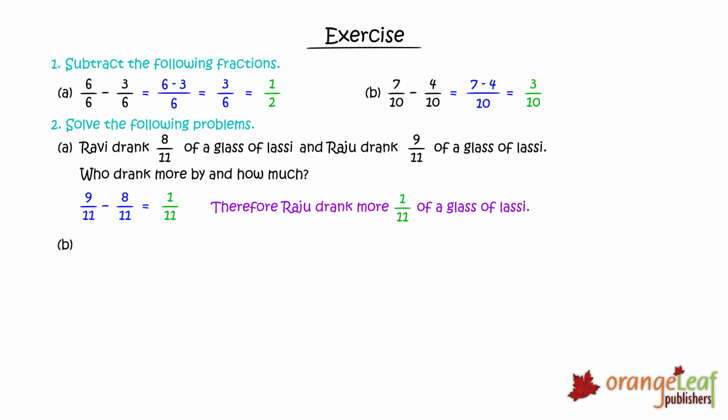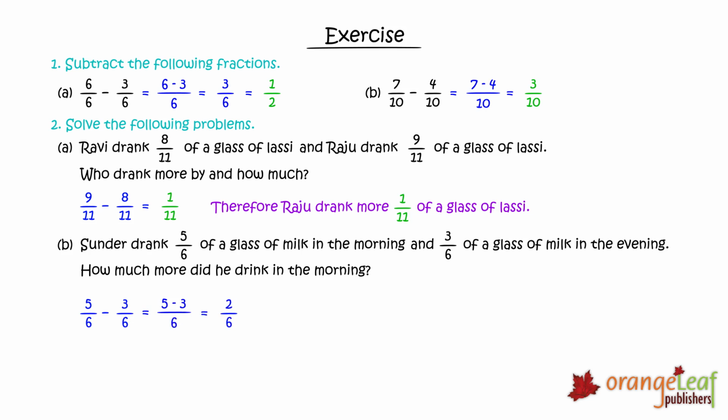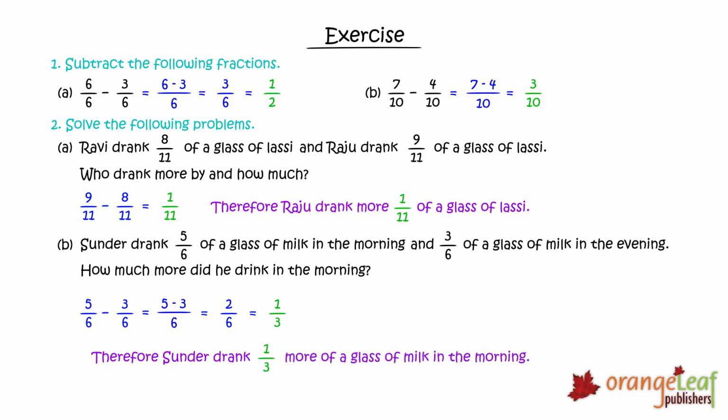B. Sundar drank 5 by 6 of a glass of milk in the morning and 3 by 6 of a glass of milk in the evening. How much more did he drink in the morning? Subtract 5 by 6 minus 3 by 6. That is equal to 5 minus 3 by 6, which is equal to 2 by 6. When you cancel it, you get 1 by 3. Therefore, Sundar drank 1 by 3 more of a glass of milk in the morning.